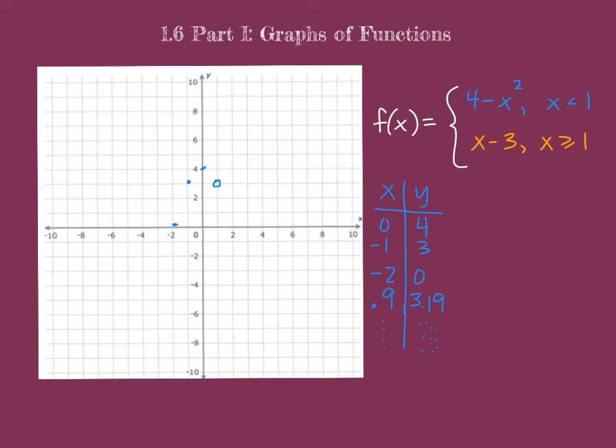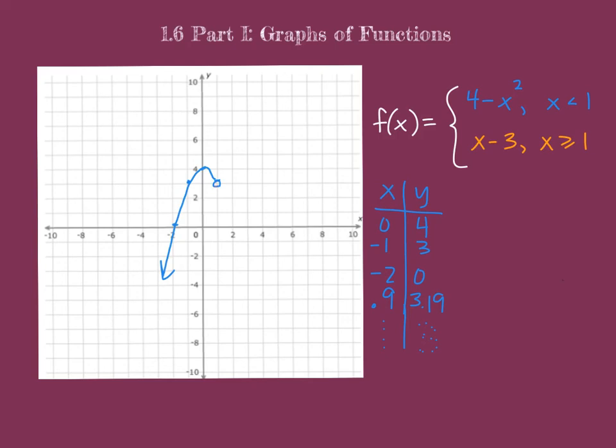So I'm going to put the open hole there, and so I can see better what this parabola looks like. It looks like that. Again, if you graph the whole parabola, it would go like this. 4 is the maximum point. It would look just like that. But we only want to graph it where x is less than 1, so we're only going to the left of 1 and not even equaling 1. We have the open dot there.